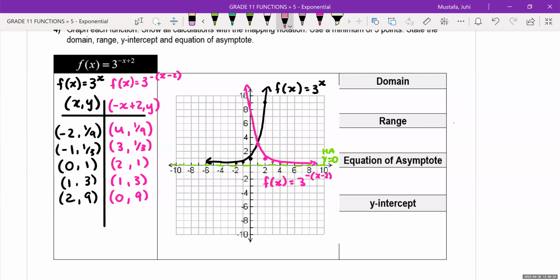For our questions, we're only going to be answering them for the transformed function. So we don't need to worry about the domain and range for the original. So I'm just going to write transformed up here so we know.